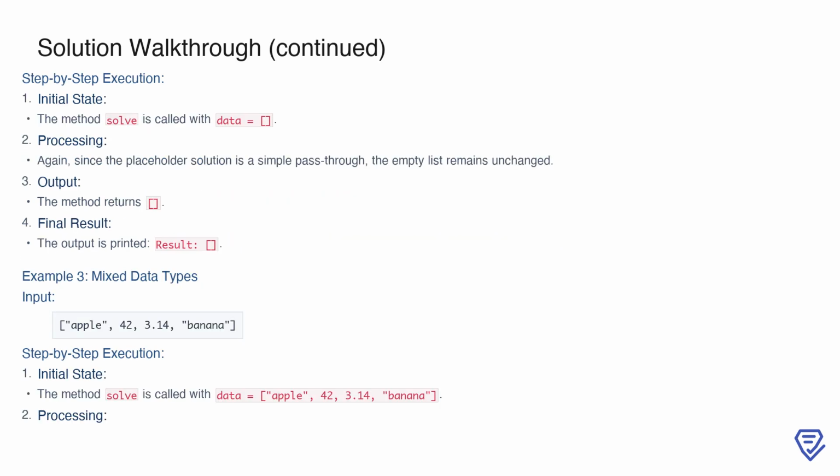Now, looking at example 2, we test the method with an empty input list. The solve method is called with this empty list, and since the solution is still just a pass-through implementation, no operations are performed on the data. The method simply returns the same empty list as the output. This result is printed as the final output. This example confirms that the placeholder solution handles empty inputs correctly by returning them unchanged.